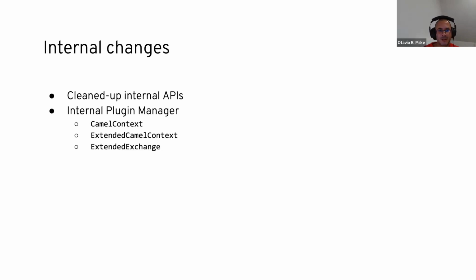Another item that is, again, not usually something that our users use or interact with is what we call the internal plugin manager. In Camel 3 and before, there was no consistent interface for interacting with those plugins. In Camel 4, we worked on creating a nicer API for interacting with those plugins. This helps projects such as Camel Quarkus, Camel Spring Boot, and so on, projects that actually plug deep into the core of Camel.